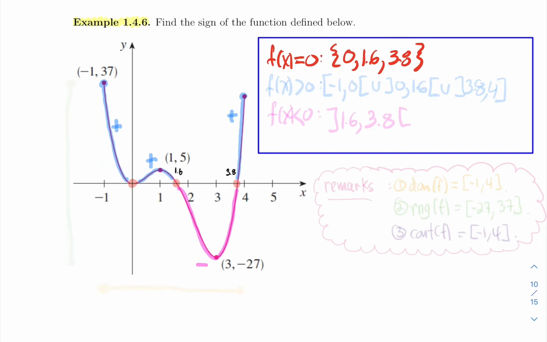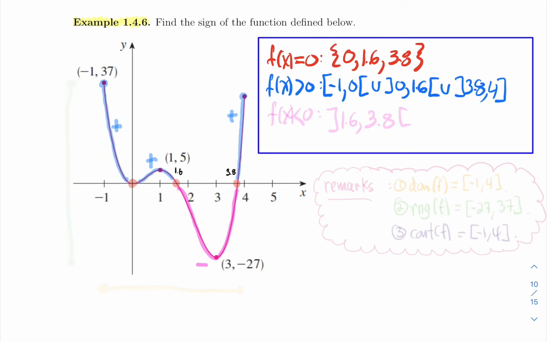And then after 3.8 all the way up to 4, we have a positive branch. So if you are writing up the positive side, the function f is positive between -1 and 0, always with respect to x here, union between 0 and 1.6, union 3.8 to 4. Notice that it's including -1 because at -1 it's equal to 37, but it's not including 0, 1.6 or 3.8 because those are roots, but it's including 4 because it's strictly above the x-axis.